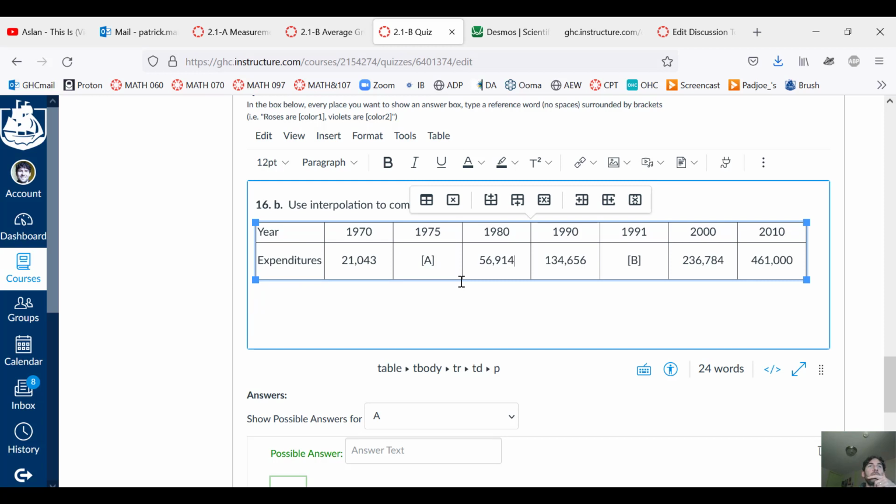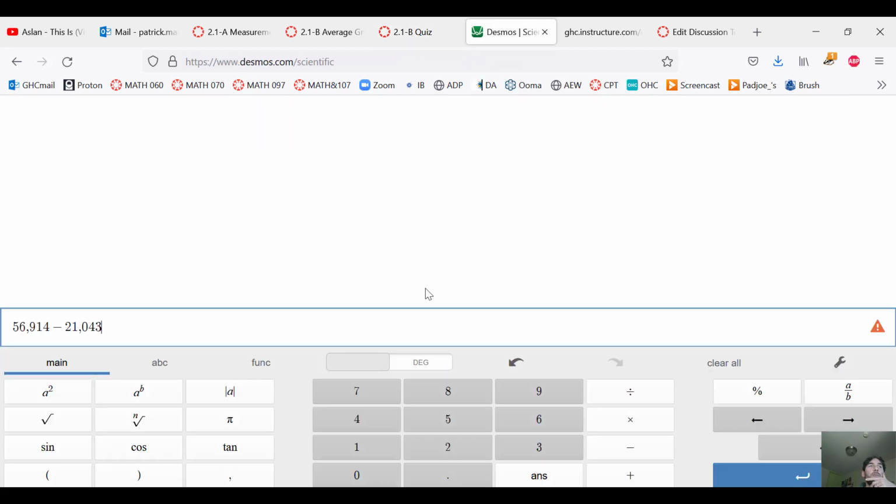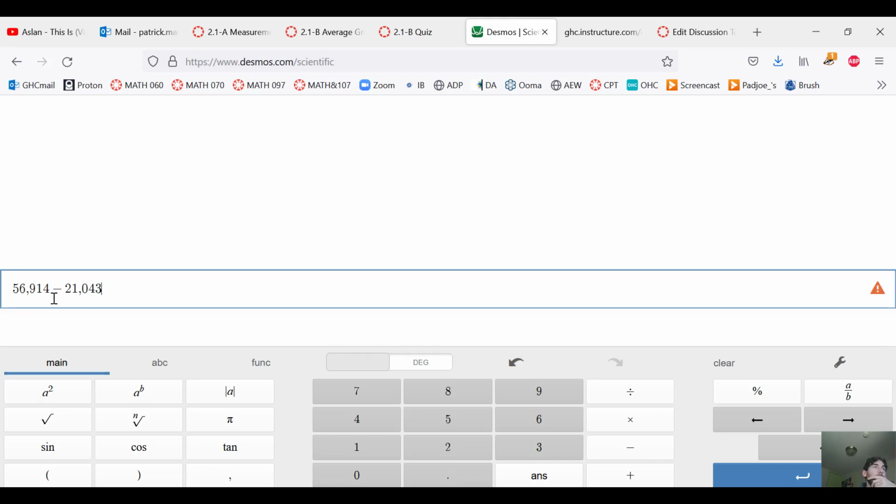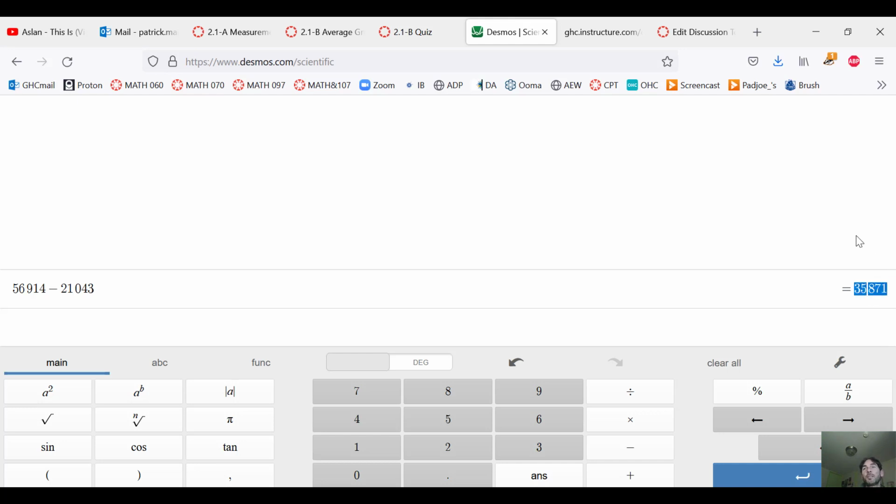To find what it should be for 1985 using interpolation, we take this number and subtract 21,043. I'm using the Desmos calculator, desmos.com, and I get 35,871. So that's the absolute change. It increased by about $35,871 million, which is about 35 or 36 billion.